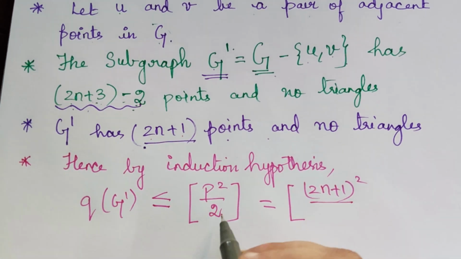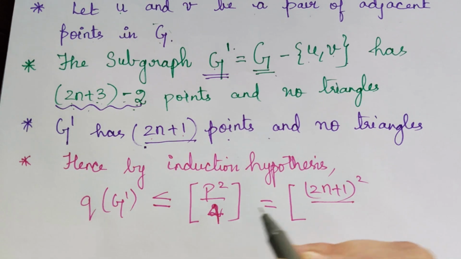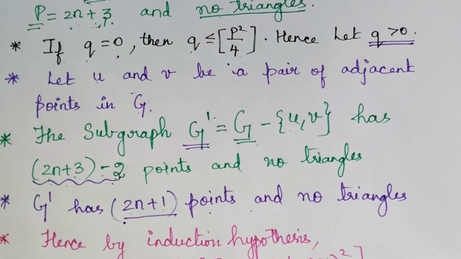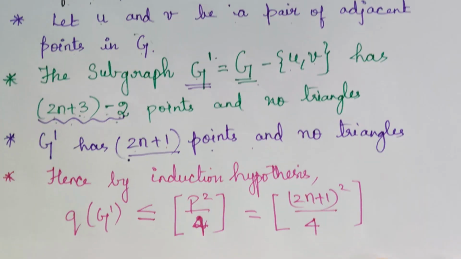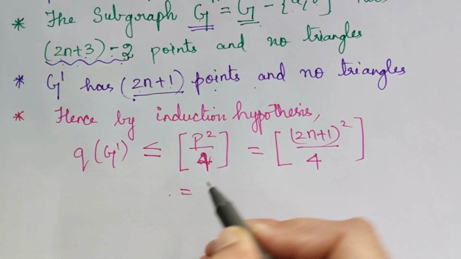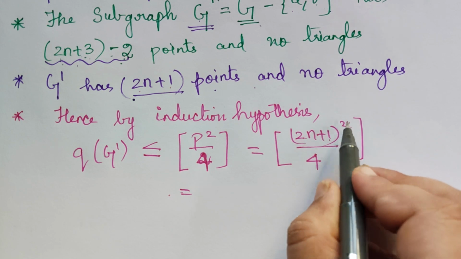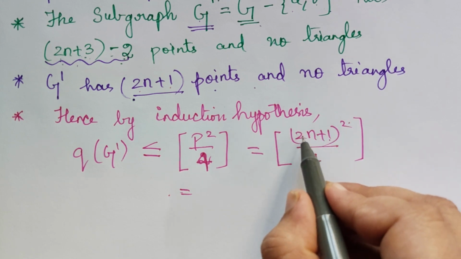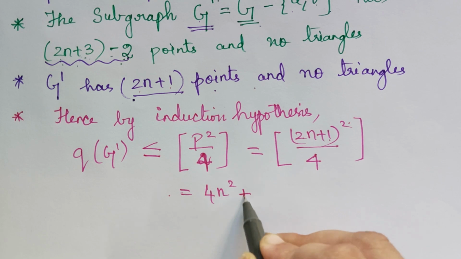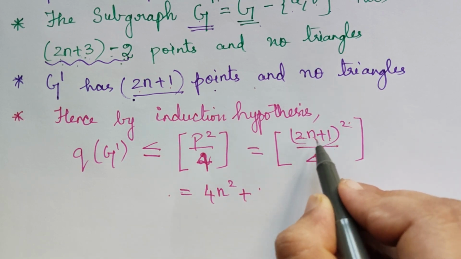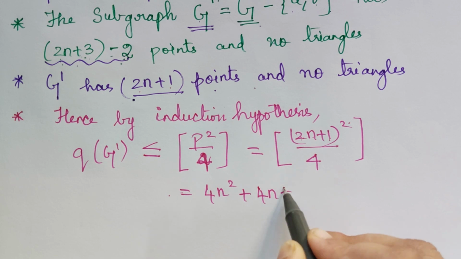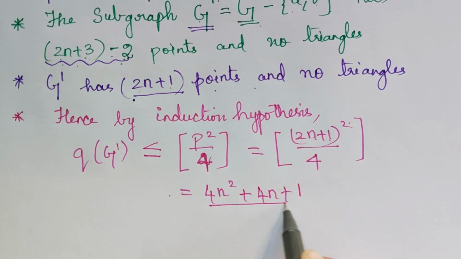Okay, by mistake I wrote 2. It is 4. So divided by 4. Now this will be equal to, we can use the (a plus b) whole square formula and split this up. So a square, which will be 4n square, plus 2ab. So 2n multiplied with 2 is 4n. So it will be 4n, plus 1 square is 1, divided by 4.